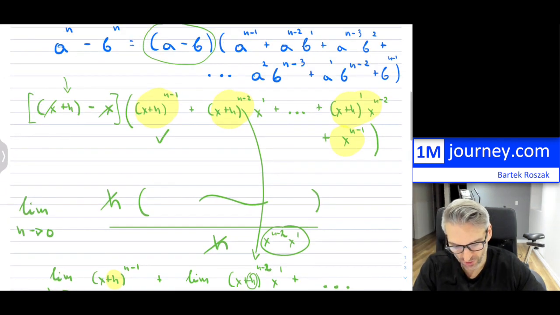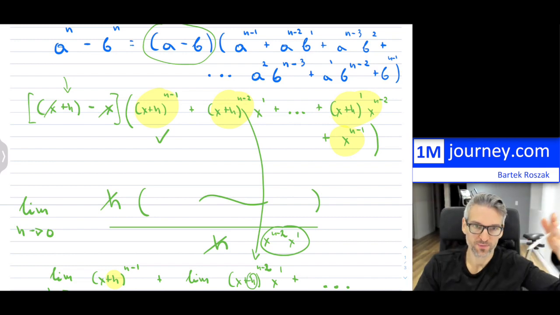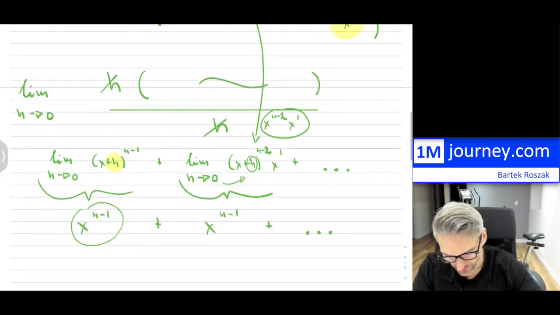Now, how many of those terms do you have in here? So you can count them up, okay? And you'll notice that you actually have n of those terms. So in total, in that bracket, you have n of those terms.